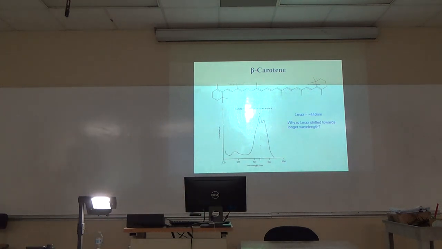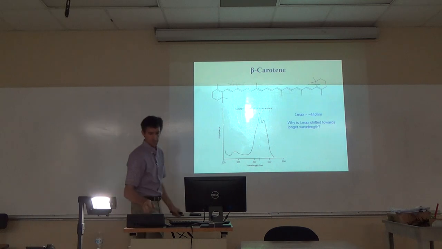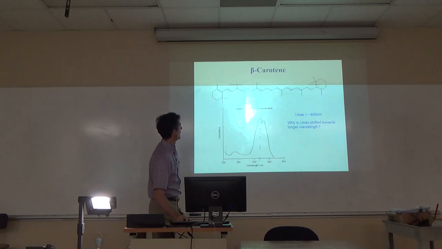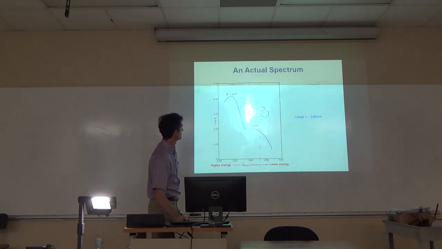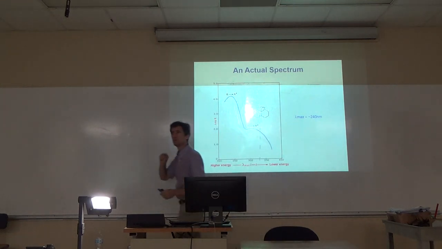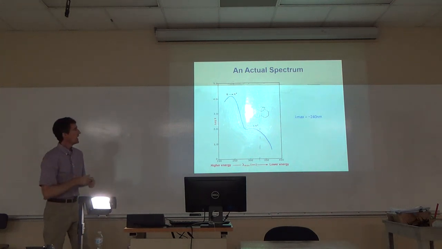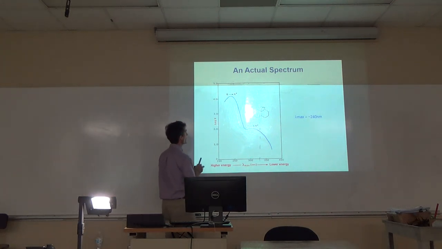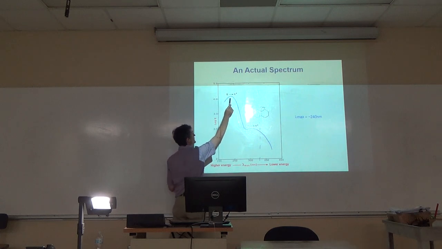Why wouldn't the lambda max be the sigma to sigma star, which requires more energy? Sigma to sigma star is more energy than pi. First off, where would sigma to sigma star show up if pi to pi star is here?